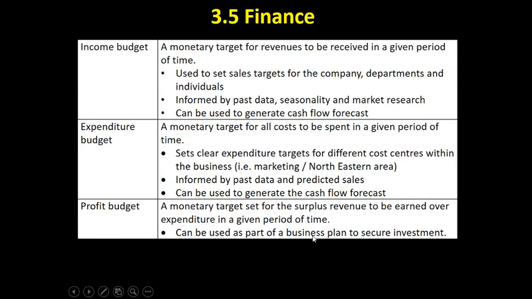And it can be used as part of a business plan to secure investment. Okay, so if we are showing off a business plan to a bank or a potential group of shareholders or whatever, they'll probably want to know what we're budgeting for our profit, and this will explain that to you.